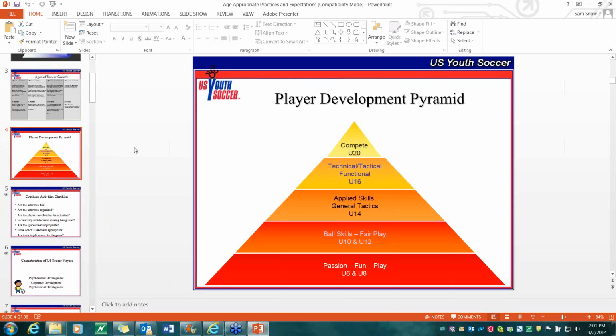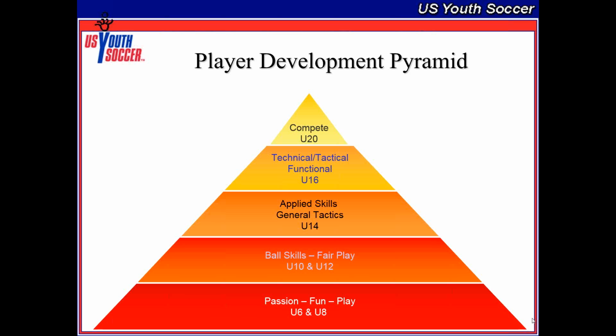So the next piece is what are we looking at in regard to the player development pyramid and some of the markers in terms of if you opened up the soccer book and you looked at the chapter headings for these different age groups, these would probably be the headings of the chapter. And then after that, you get into the details inside the chapter. So at under 6 and under 8, our chapter heading would be passion, fun, play.